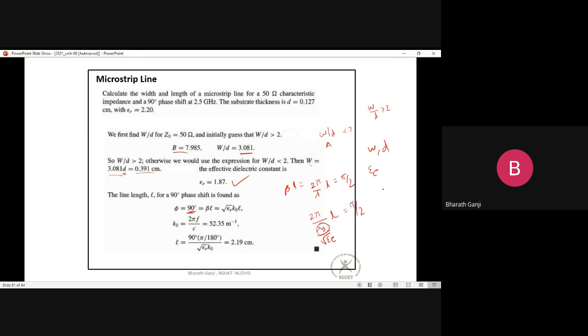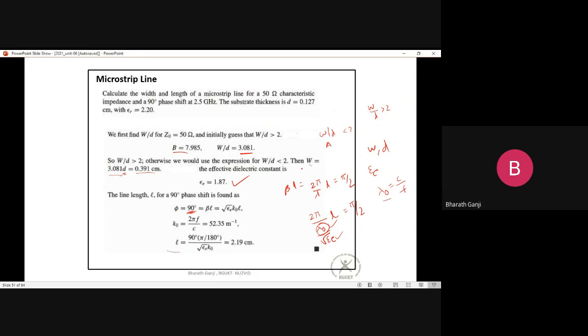So what is lambda naught? Lambda naught is nothing but c divided by the frequency, the free space wavelength. The frequency is given as 2.5 gigahertz. So if you substitute, you get lambda naught. You have the epsilon effective value, so that you can get the length.